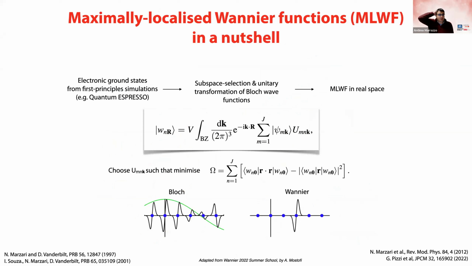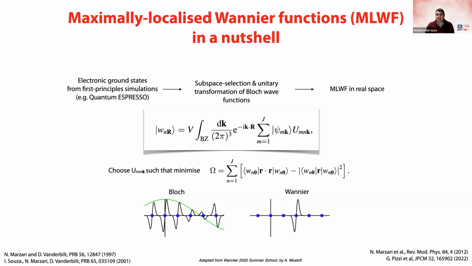So I will not repeat the theory of Wannier functions. I'll just give you 2 slides to summarize a bit what Giovanni said in the last talk. So we start from an electronic ground state calculation. It's a first principles simulation. In this workshop, we use Quantum Espresso. And then we want to compute Wannier functions. And we do this by what is called a subspace selection and a unitary transformation of Bloch wave functions. I think this equation here at the center of the slide is probably the most important equation in the theory of Wannier functions. So you have your Bloch states, you rotate them with a unitary matrix, and then you Fourier transform, and you get your Wannier functions.